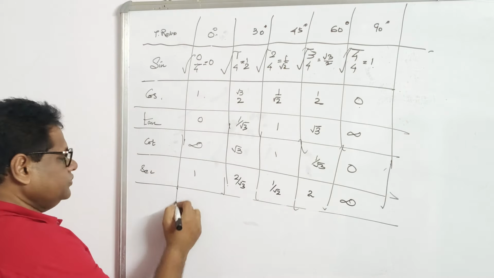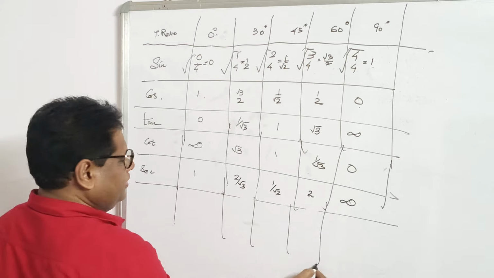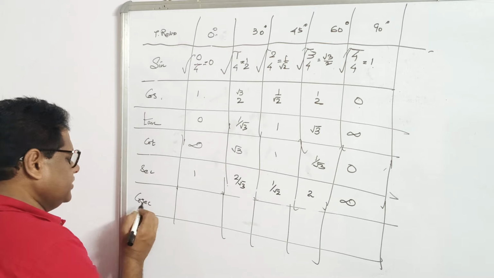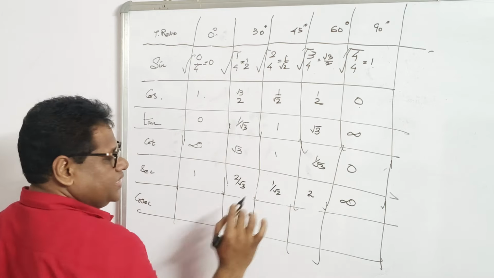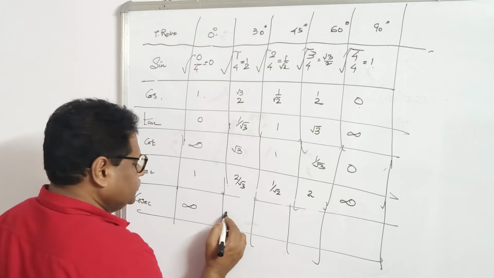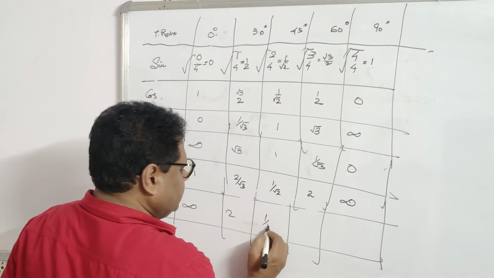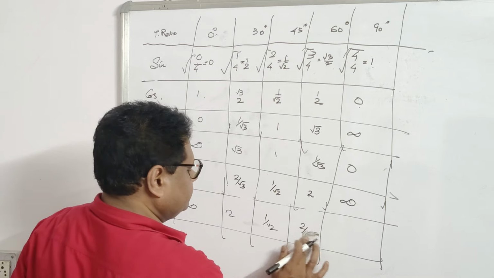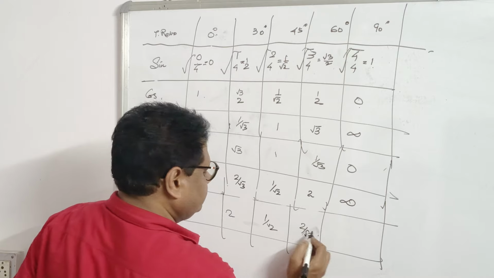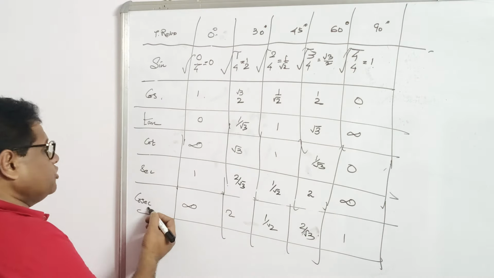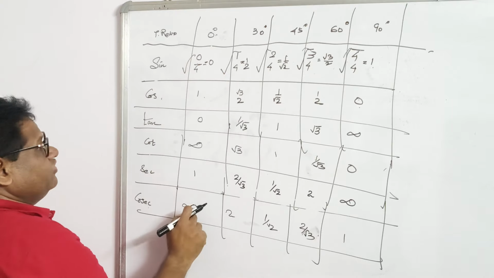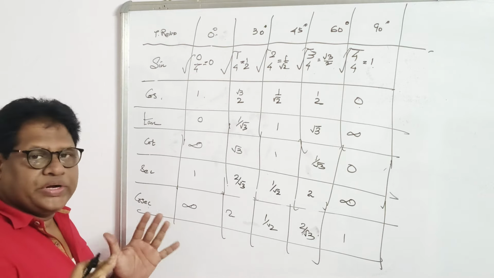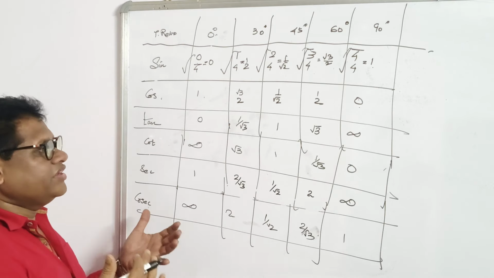To get the values of the last T ratio, that is cosec, you can either write this in decreasing order, that is infinity, 2, then 1 by root 2, then 2 by root 3, and then 1. Or you can reciprocate the values of sine. So 1 by this is infinity, reciprocal of this, reciprocal of this. So this is the quick recap. You can do it in the examination answer sheet also, in the rough column sheet.